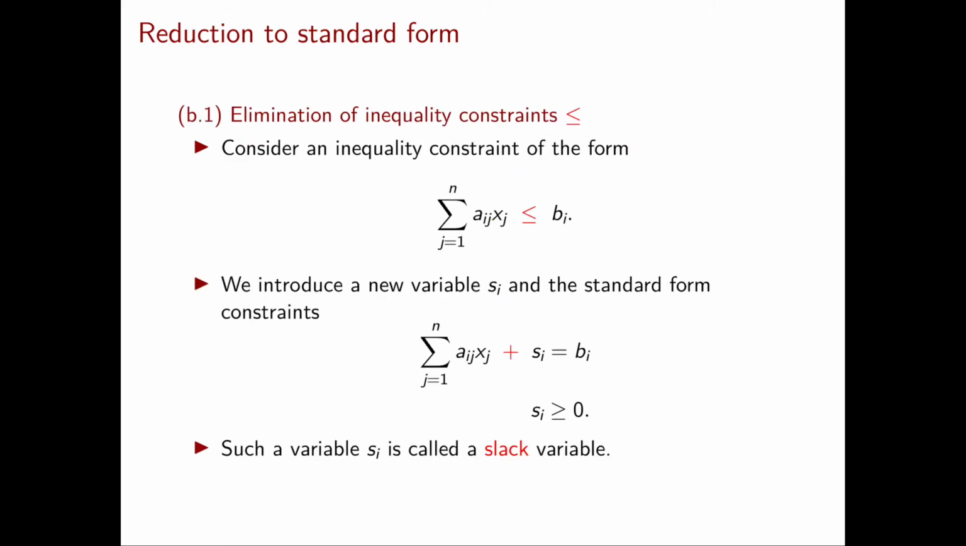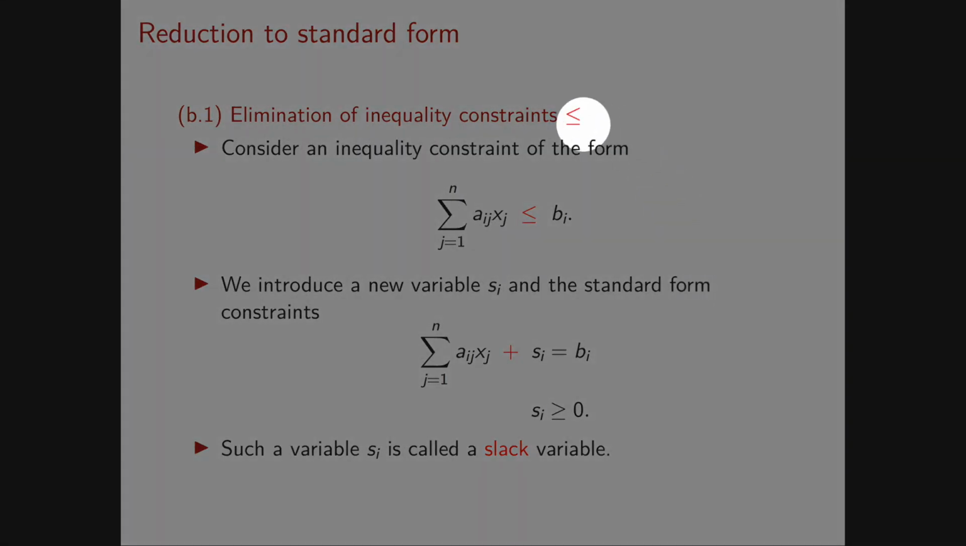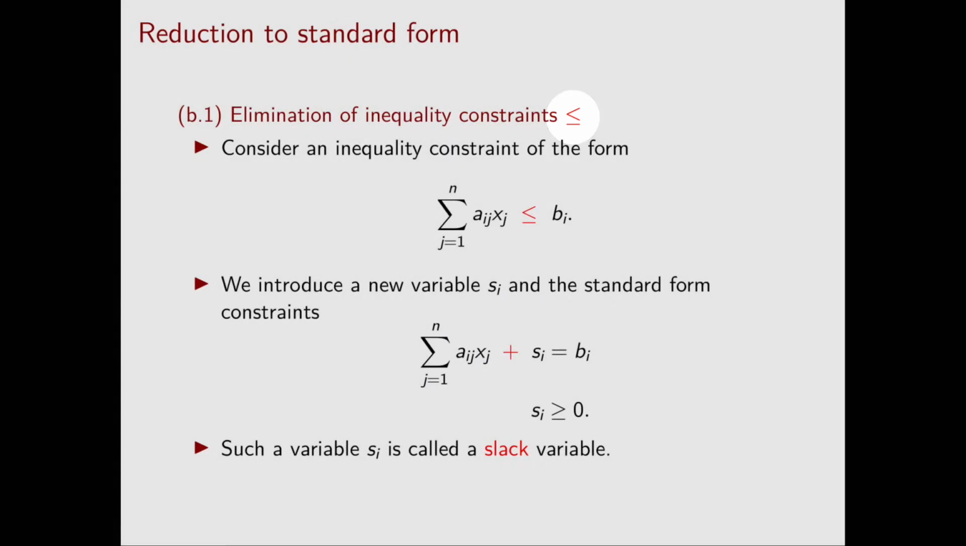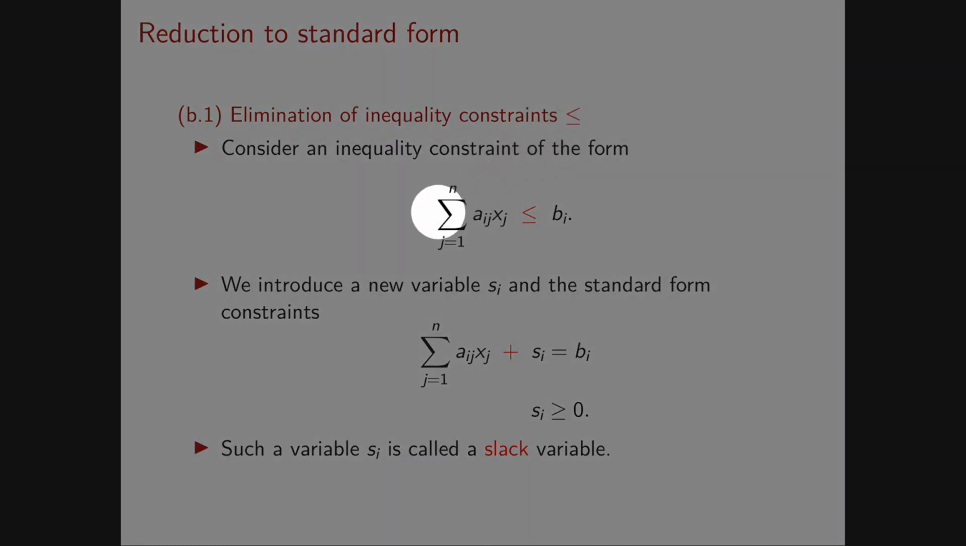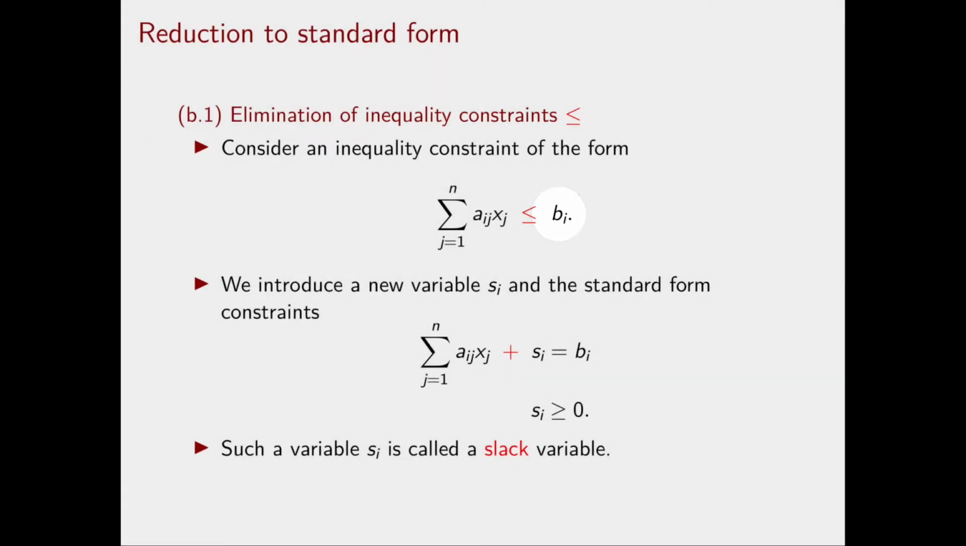Next, we can focus on the inequality constraints. There are two types of inequality constraints we have to deal with, those of the form less than or equal to and those of the form greater than or equal to. So let's start with the less than or equal to. In our general form problem, we have, let's say, an inequality constraint like this one.